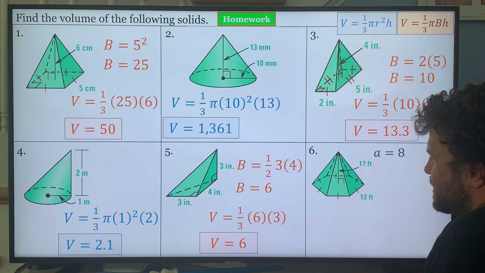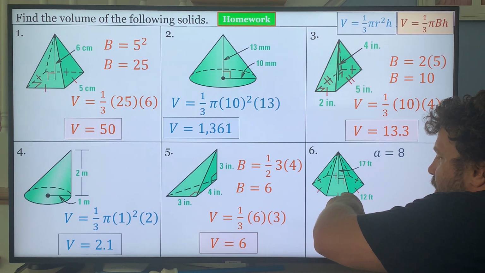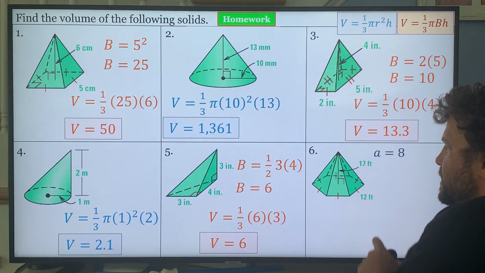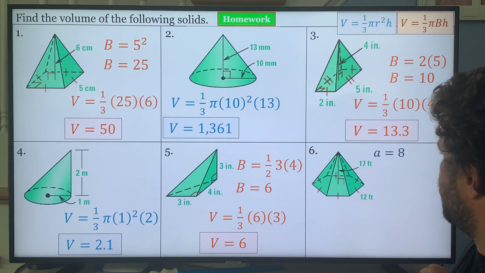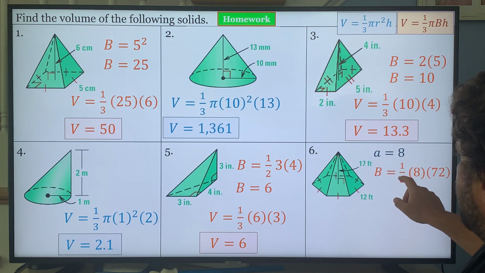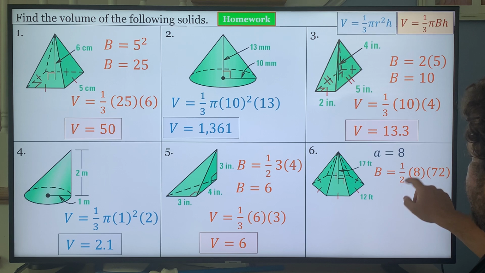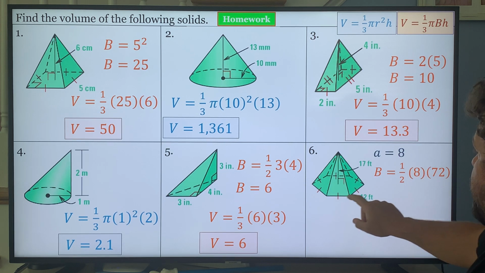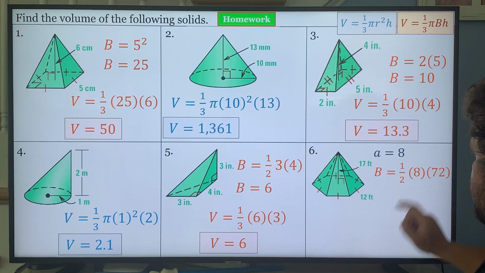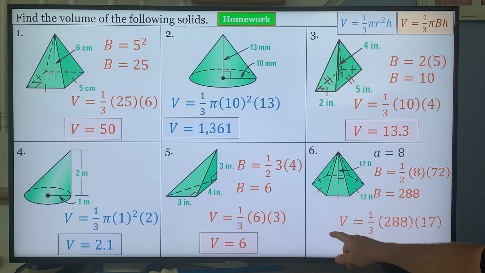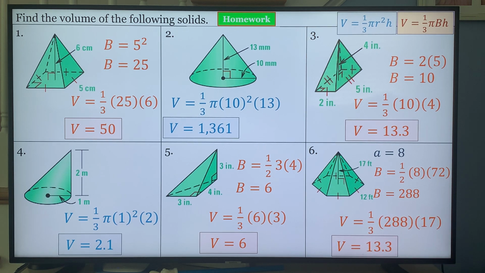Now, problem number 8. You have a six-sided hexagon. So the base area is 1/2 apothem, which is 8, times the perimeter of this. 12 times 6 is 72, which gives 288. Volume is 1/3 times 288 times 17, which is 13.3. Right? That's that.